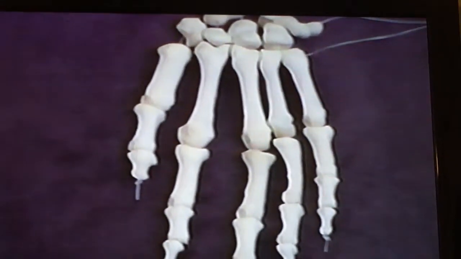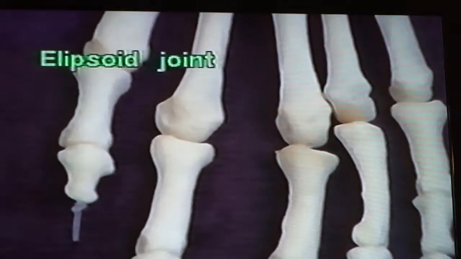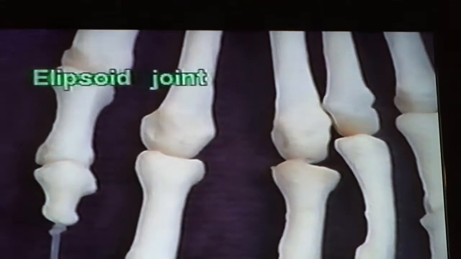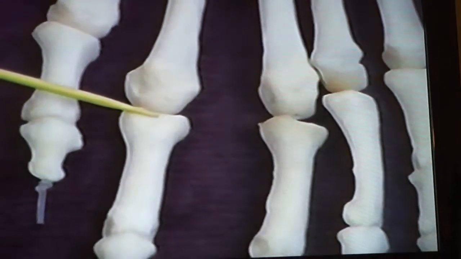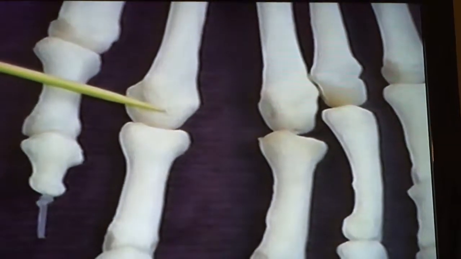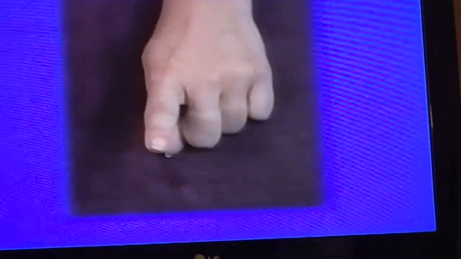In the ellipsoid joint, a concavity on one bone articulates with the convex surface of another. In the metacarpal phalangeal joint shown here, the shallow concavity of the proximal phalanx fits over the convex head of the metacarpal bone. Flexion, extension, abduction, and adduction are the movements permitted at this joint. The combined action of these four movements performed in sequence is called circumduction.